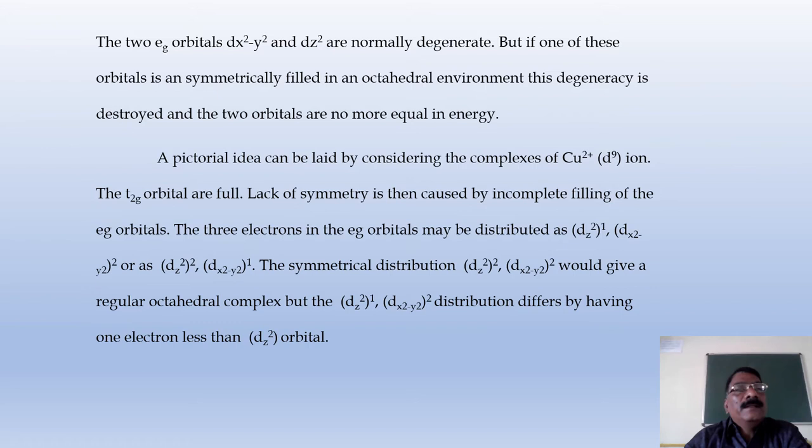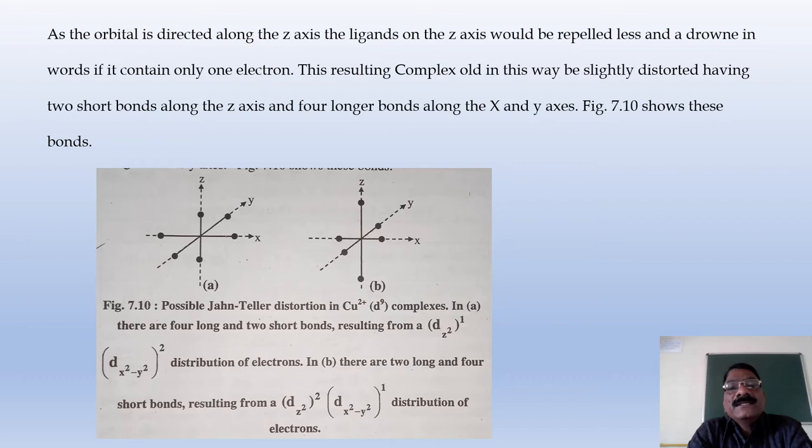As the orbital is directed along the z axis, the ligands on the z axis would be repelled less and drawn in towards the metal if it contains only one electron. This resulting complex would in this way be slightly distorted, having two short bonds along the z axis and four longer bonds along the xy axes.